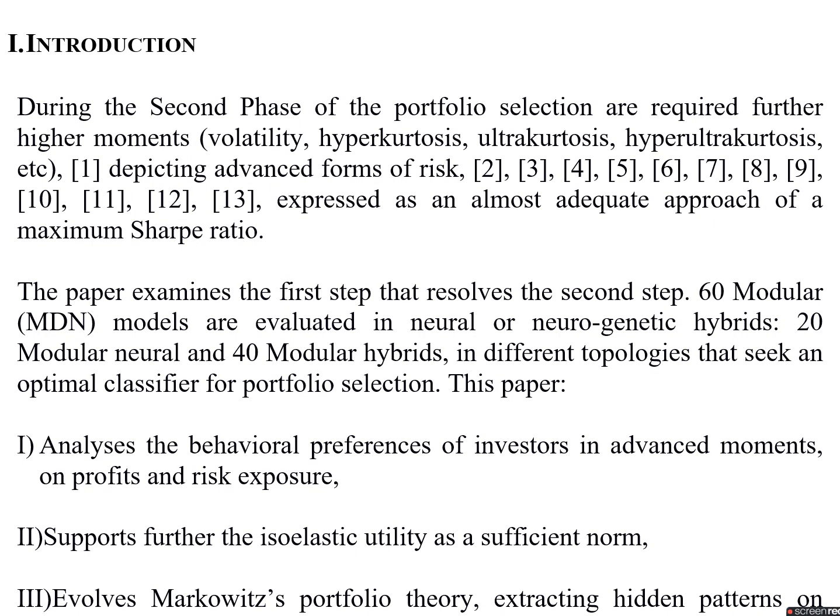During the second phase of the portfolio selection are required further higher moments, volatility, hyperkurtosis, ultrakurtosis, hyperultrakurtosis, and so on, expressed as an almost adequate approach of the maximum Sharpe ratio. This paper examines the first steps that resolves the second step. To these 60 modular models, MDNs, are evaluated in neural or neurogenetic hybrids, 20 modular neural and 40 modular hybrids in different topologies that seek an optimal classifier for portfolio selection.